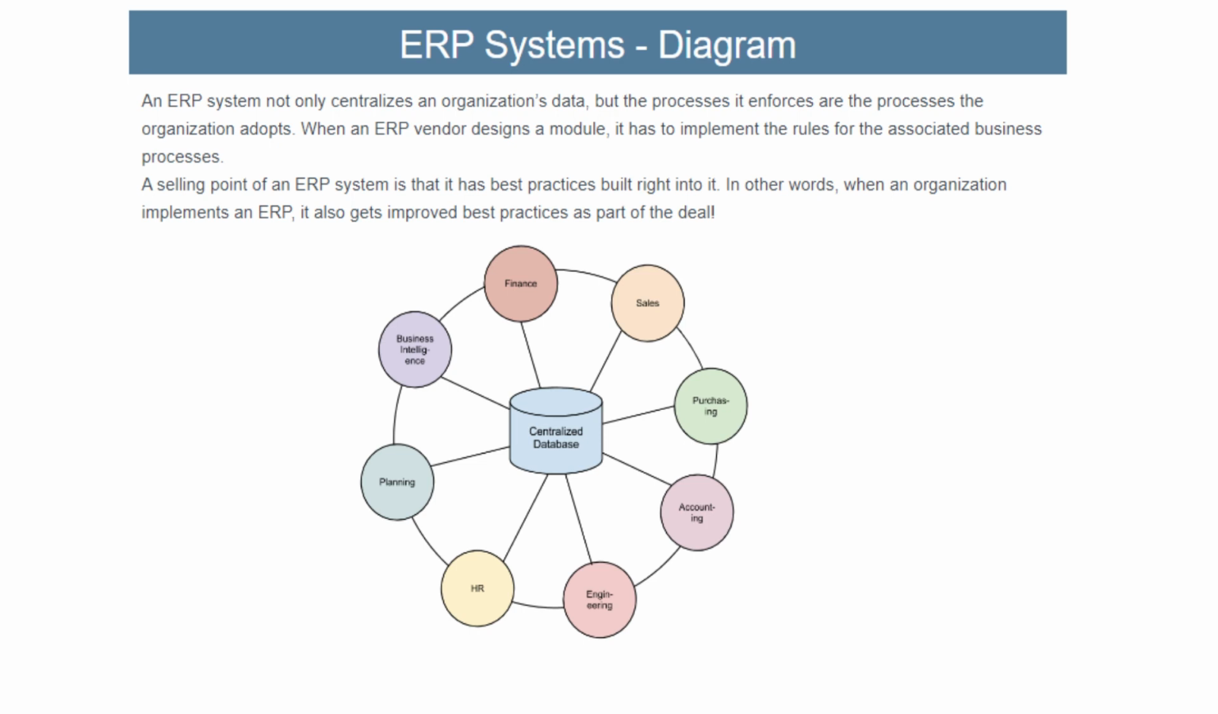ERP systems diagram. An ERP system not only centralizes an organization's data, but the processes it enforces are the processes the organizations adopt. When an ERP vendor designs a module, it has to implement the rules for the associated business processes. A selling point of an ERP system is that it has best practices built right into it. In other words, when an organization implements an ERP, it also gets improved best practices as part of the deal.